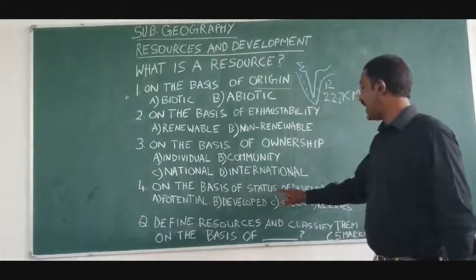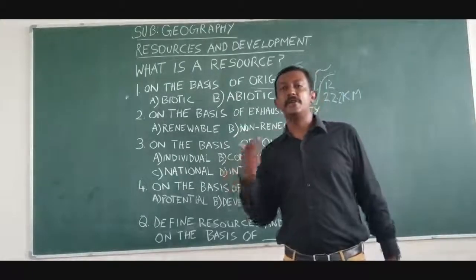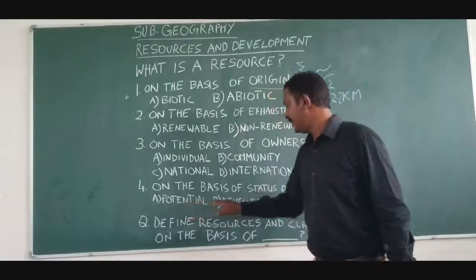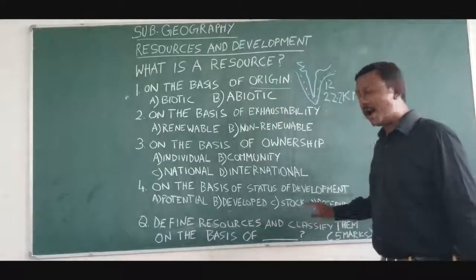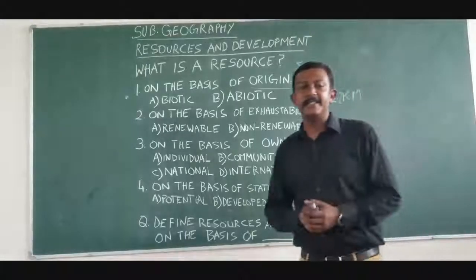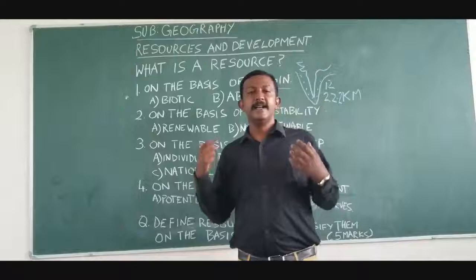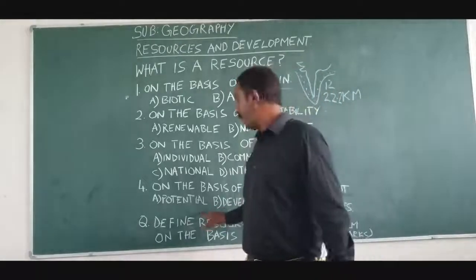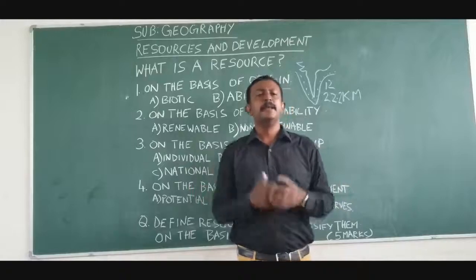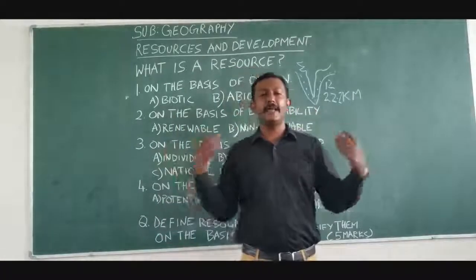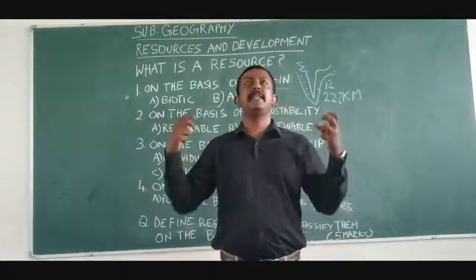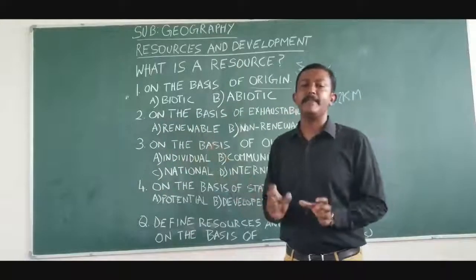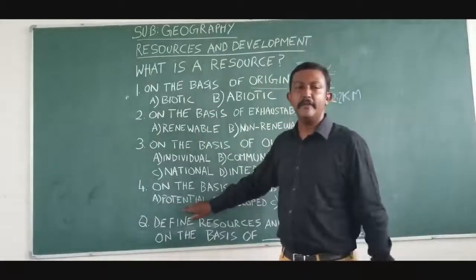Now, on the basis of status of development, meaning how the resource develops, we have 4 subdivisions. The first one is potential, second one is developed, third one is stock, and the fourth one is reserves. Let's go ahead and understand this one by one. Potential. What is potential? Potential is having or showing the capacity to develop into something really great in the future. That is the meaning of the word potential.